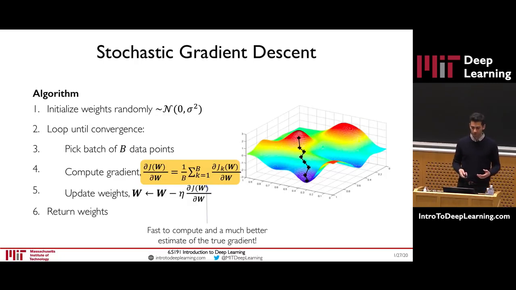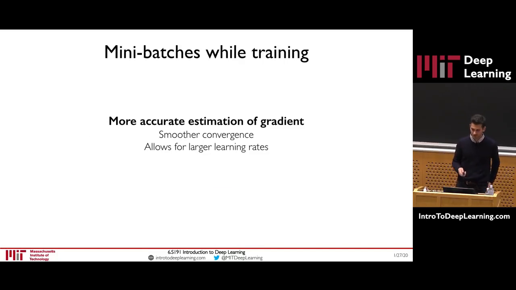Now, since b is normally not that large, like I said, maybe on the order of tens to hundreds, this is much faster to compute than full gradient descent and much more accurate than stochastic gradient descent because it's using more than one point, more than one estimate. This increase in gradient accuracy estimation actually allows us to converge to our target much quicker because it means that our gradients are more accurate in practice.